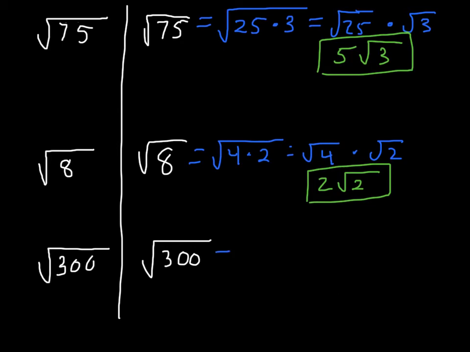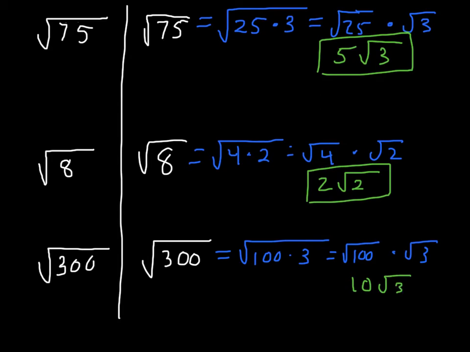And one more example here. We're going to break this into 100 times 3. And of course that breaks into the square root of 100 times the square root of 3. The square root of 100 is equal to 10, and I don't know the square root of 3, so I just leave it. Notice that each time I put the number on the outside that has a perfect square.